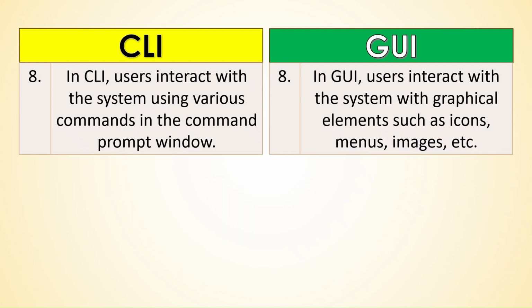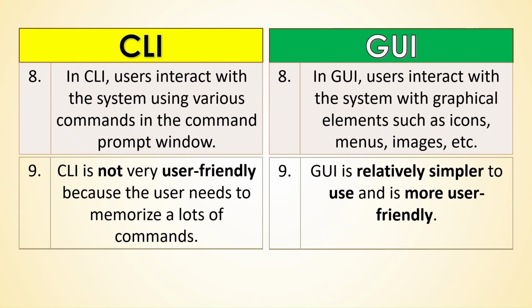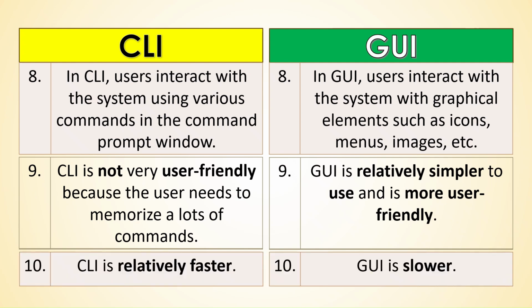In CLI, users interact with the system using various commands in the command prompt window. In GUI, users interact with the system with graphical elements such as icons, menus, images, etc. CLI is not very user-friendly because the user needs to memorize lots of commands. GUI is relatively simpler to use and is more user-friendly. CLI is relatively faster. GUI is slower.